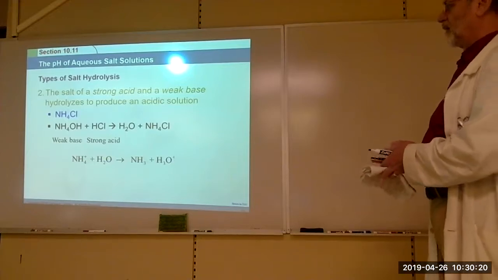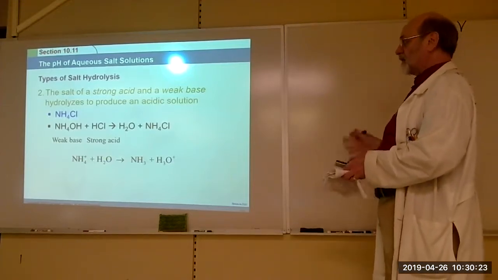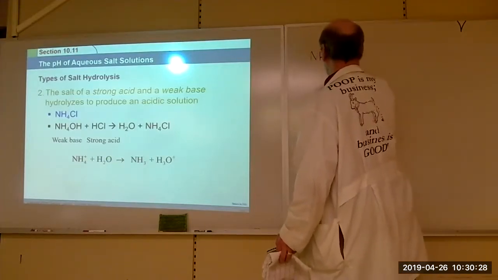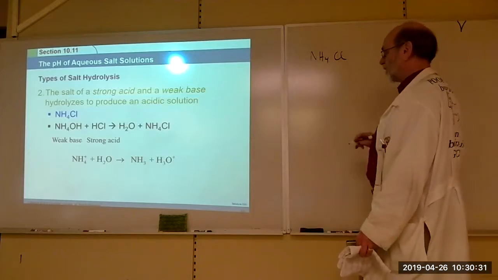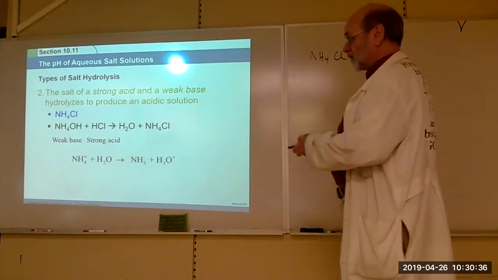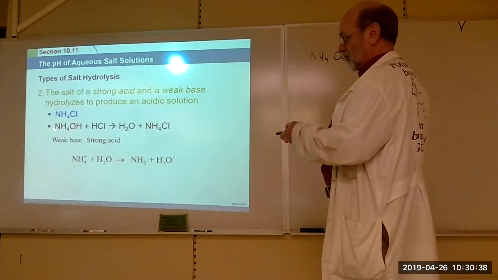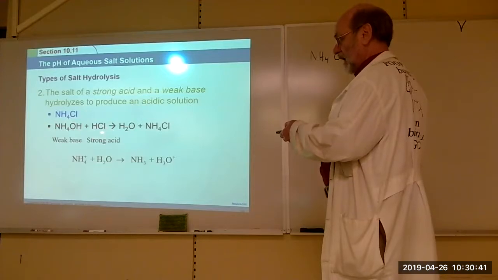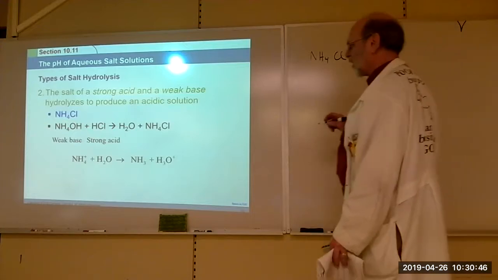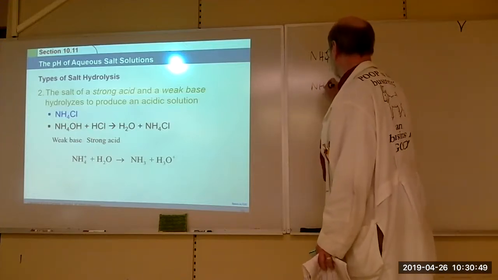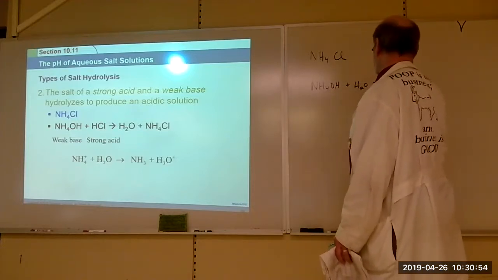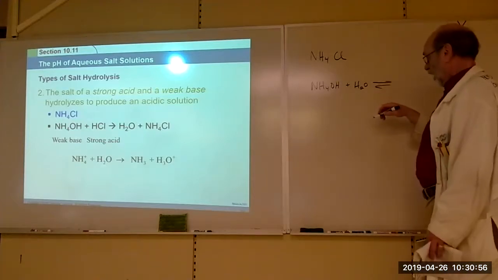Here we go. If a salt is formed from a strong acid and a weak base, like this one, ammonium chloride. Where did they come from? Well, this is the reaction that produced that salt, the weak base and strong acid. So why do we call that a weak base?